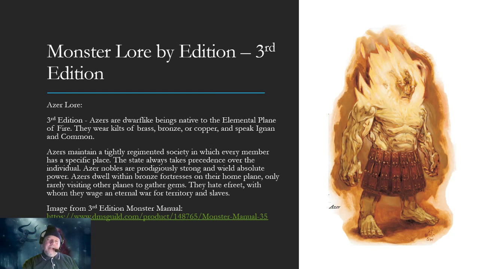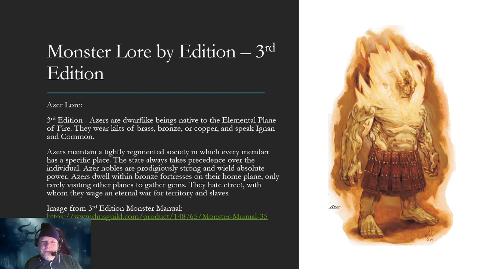So they didn't show up in second edition. They kind of got skipped by second edition, or at least in any of the second edition references that I have. But they did show up again in third edition. And here's a little twist on what they are in third edition.